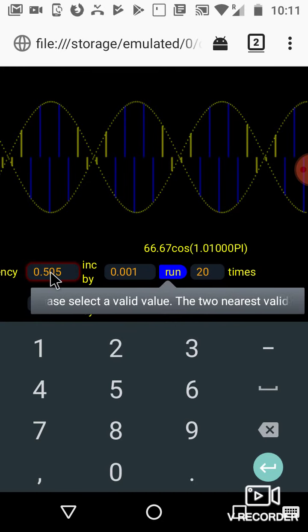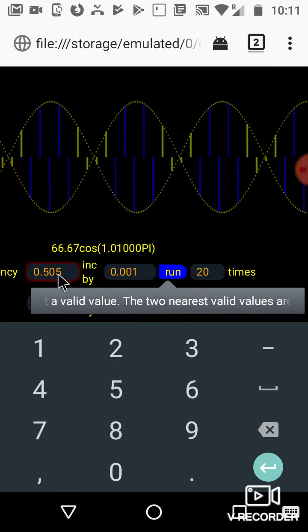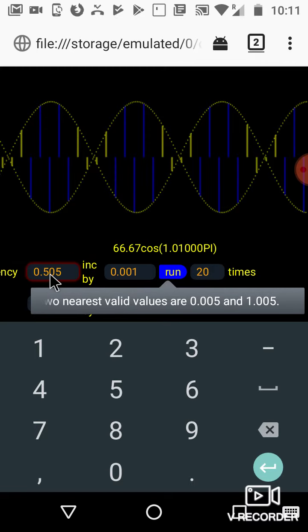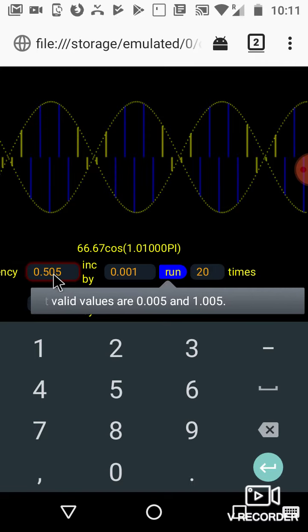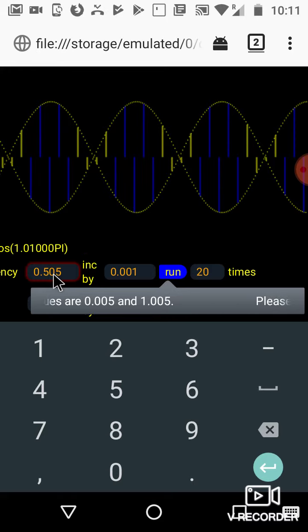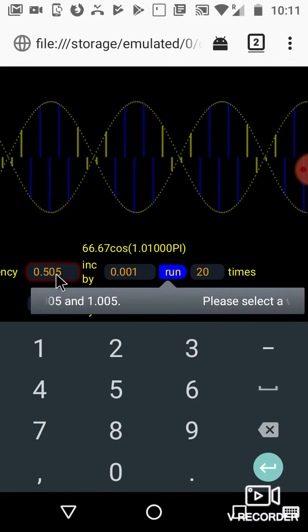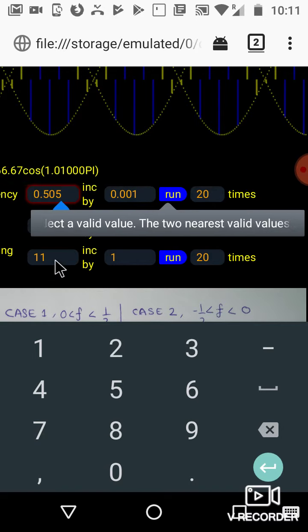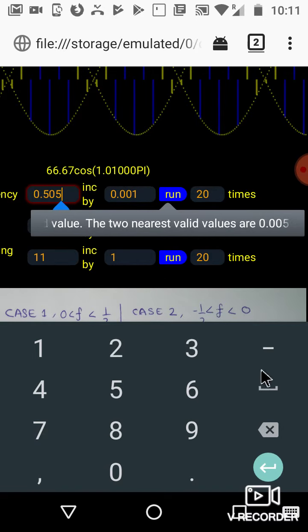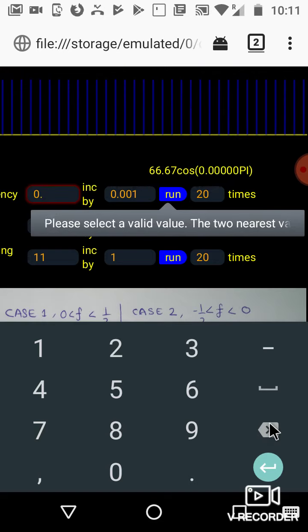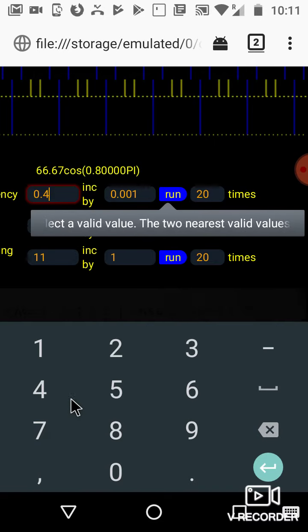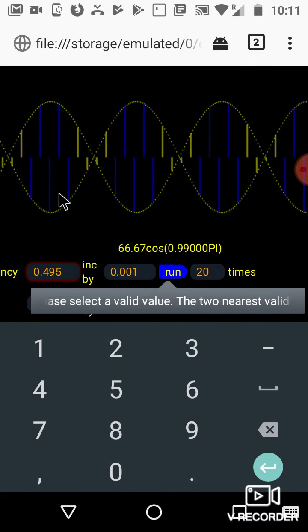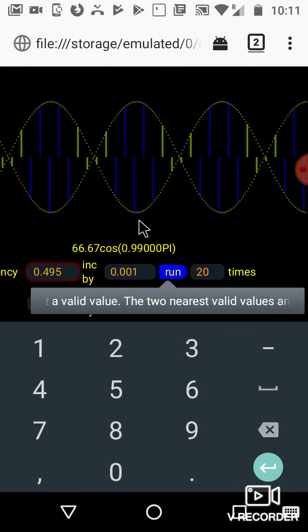So to see this, this graph with frequency 0.505 has frequency more than half. Now what will be the alias of it within 0 and half? We need to subtract the same thing from half. So 0.005 subtracted from half is 0.495. So if I do it, 0.495, we get the same graph. This is it.